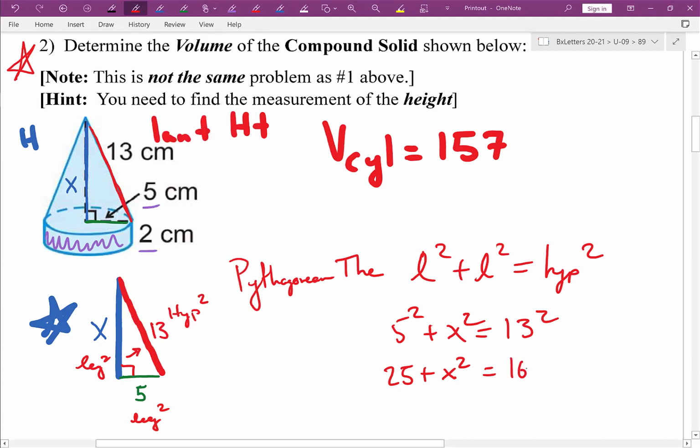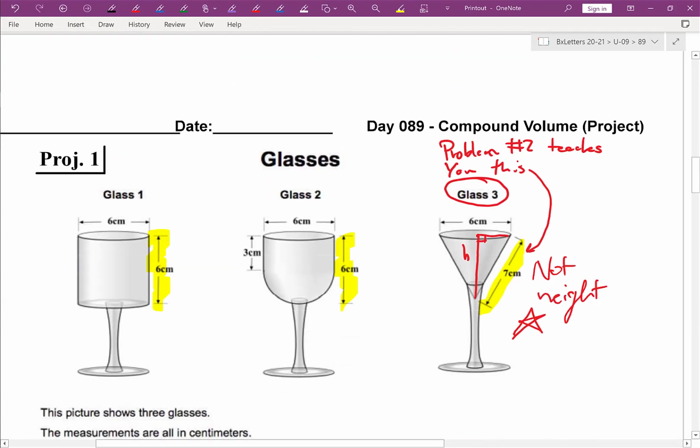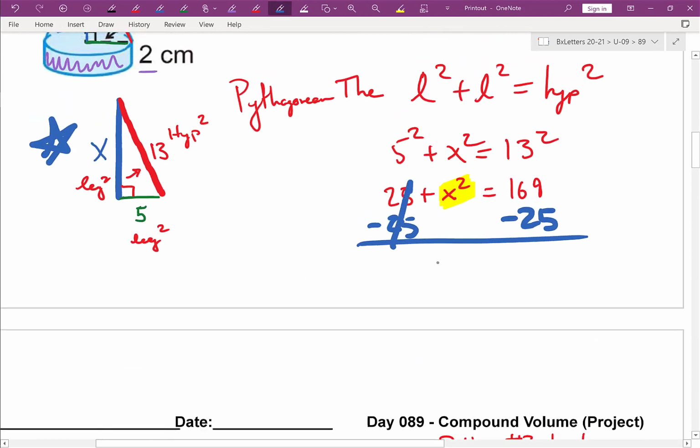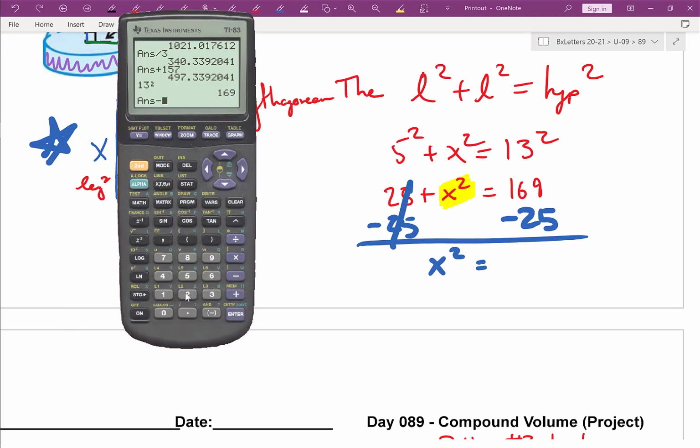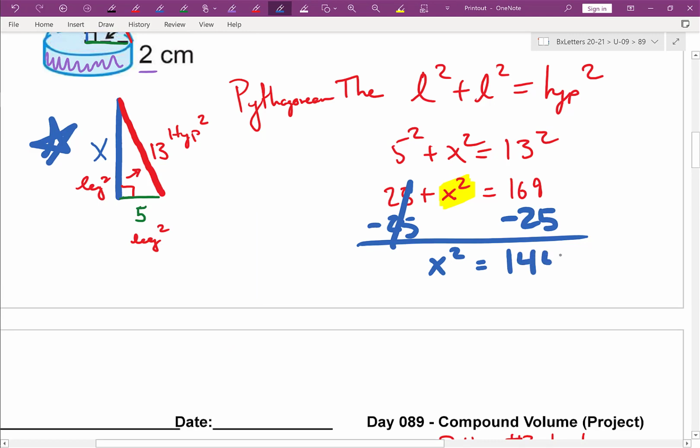169. Okay, what am I solving for? I'm solving for x. I need to get rid of the thing that's bothering x. The square is, but that 25 is bothering it first. I want it to look like x squared equals. So how do I get rid of plus 25? I subtract. Whatever I do to one side, you do to the other. So now I'm going to bring down the x squared. I'm going to bring down the result of 169, take away 25. We get 144.